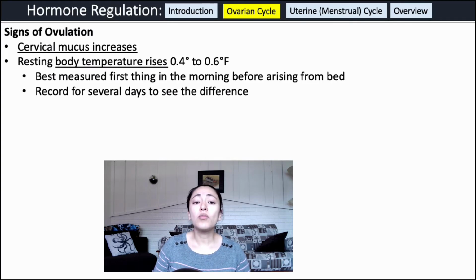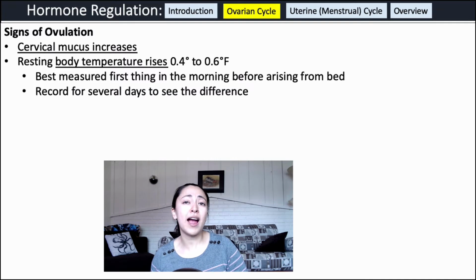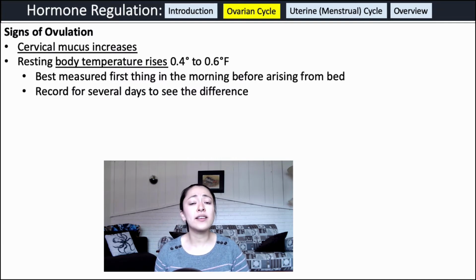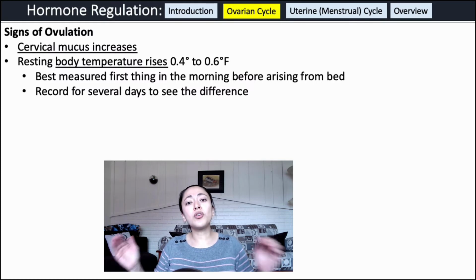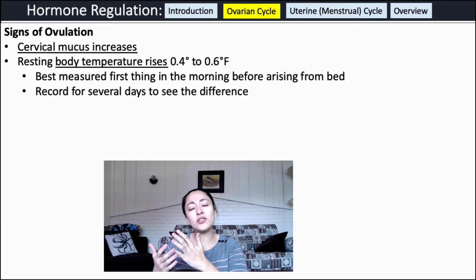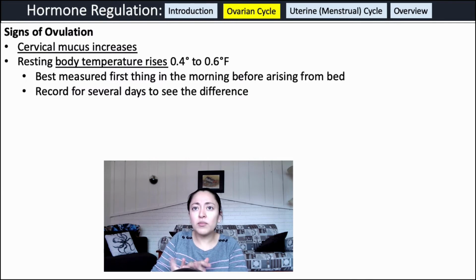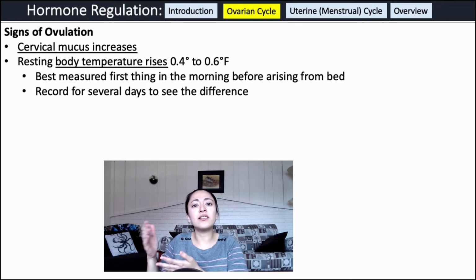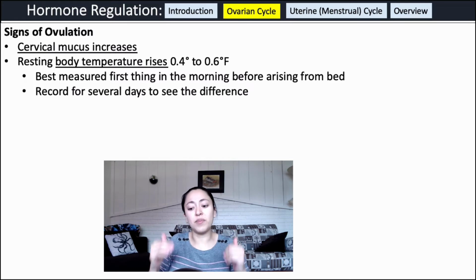In addition, resting body temperature will rise, usually about 0.4 to 0.6 degrees Fahrenheit. In order to measure this change, though, you would want to measure it at the same time every single day. So it's best measured first thing in the morning before you get out of bed, and then recording it for several days to see the slight changes in body temperature.